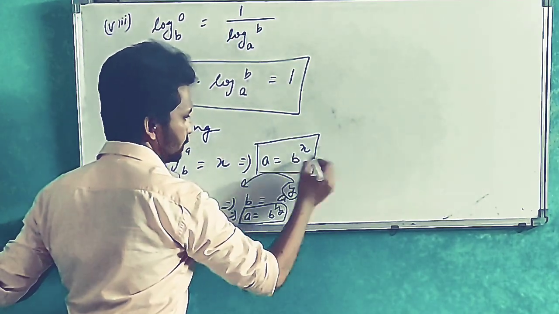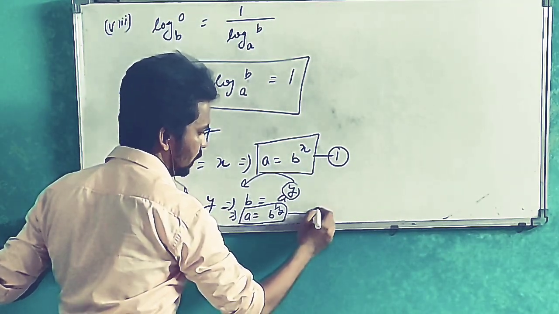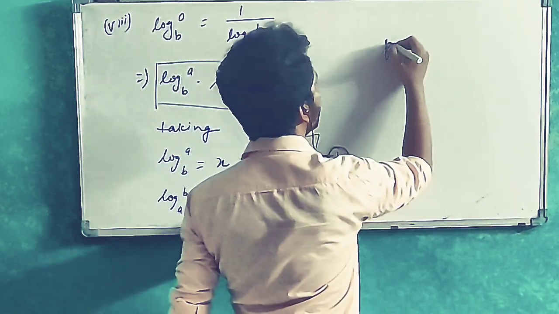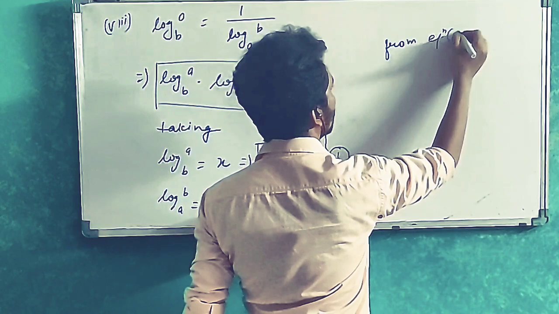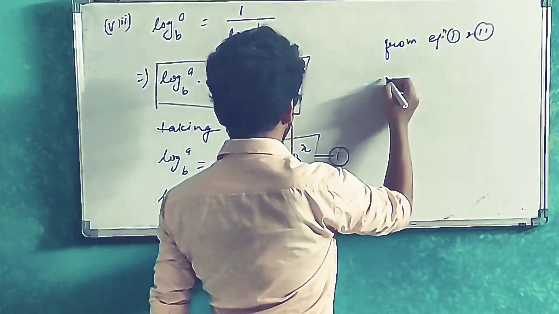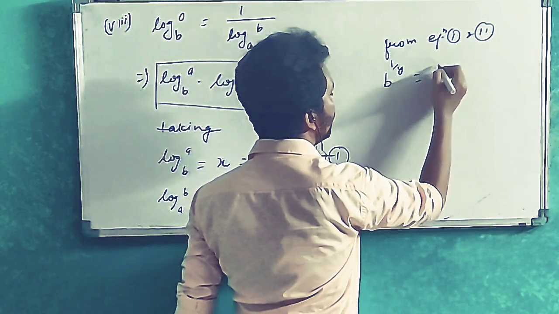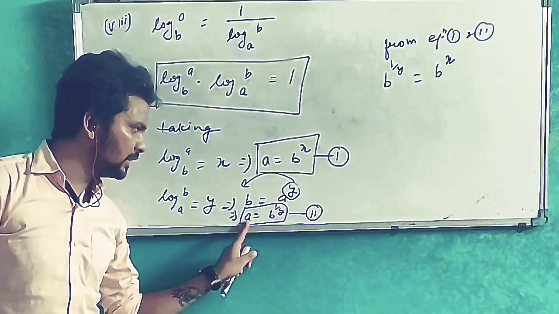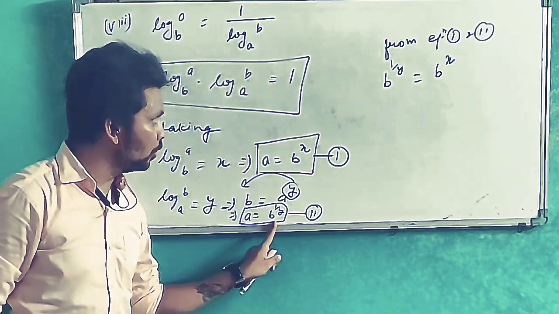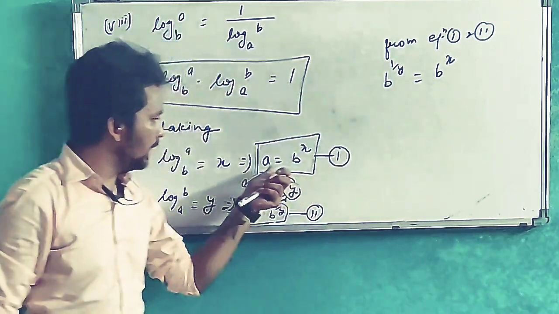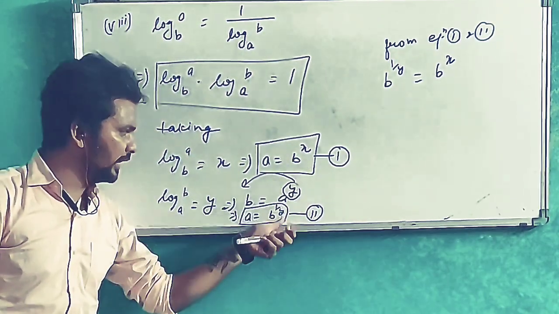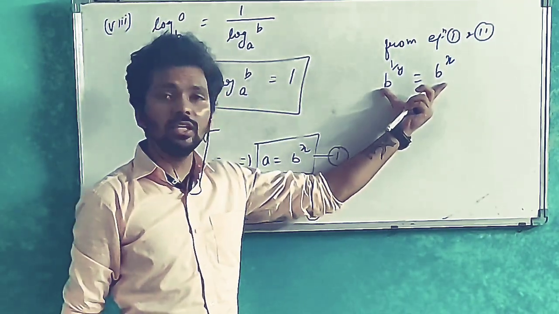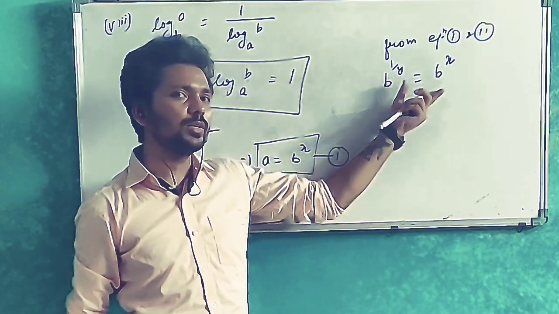Now see, I will call this equation 1 and this is equation 2. From equation 1 and 2, I will get b raised to 1 by y is equal to b raised to x. See, a is equal to b raised to x and a is equal to b raised to 1 upon y. So what am I getting? LHS of equation 1 and equation 2 are equal. Therefore, RHS will also be equal. Therefore, I can write b raised to 1 upon y is equal to b raised to x.